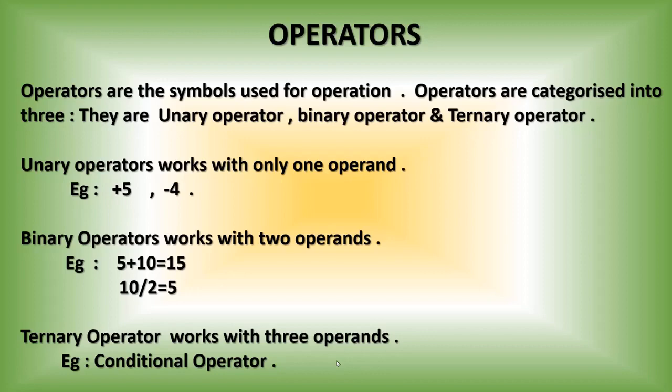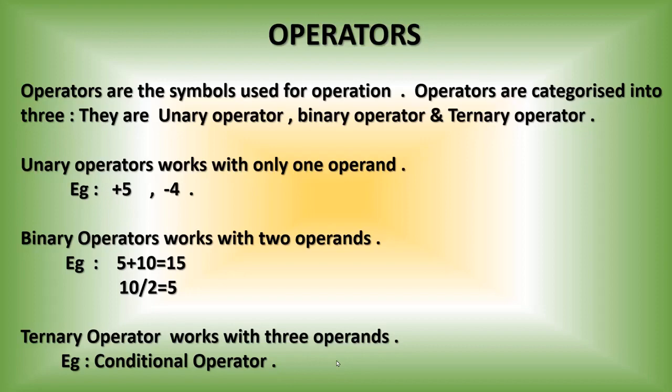Now, in Python, the operators are categorized into 3. There are 3 different types of operators. First one is unary operator, second one is binary operator, third one is ternary operator. One more time I'll repeat: unary, binary and ternary. Unary operator will use only one operand for its operation.